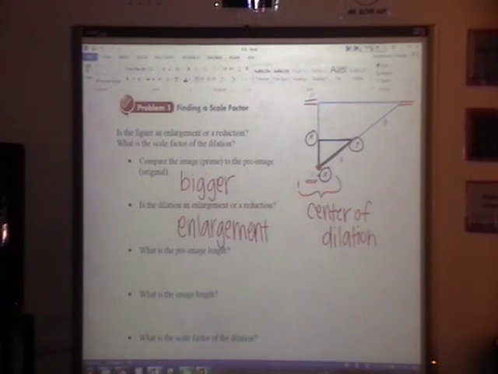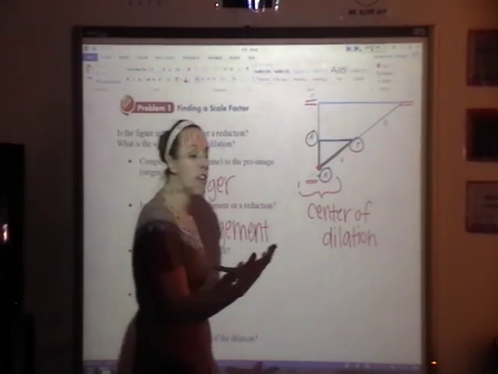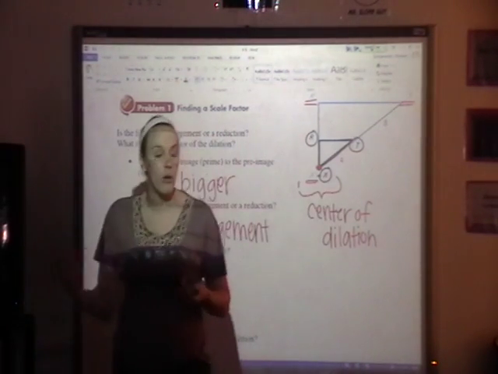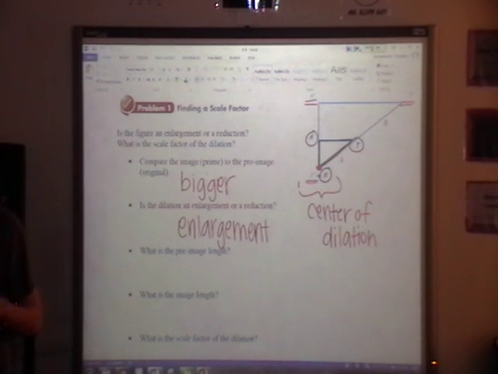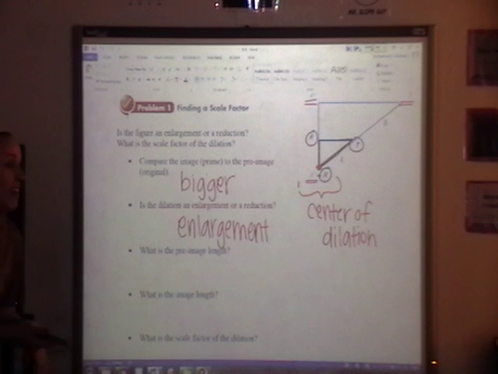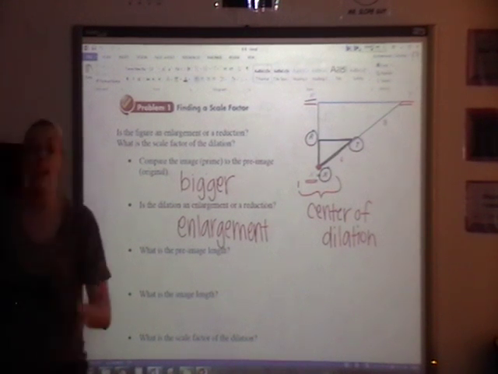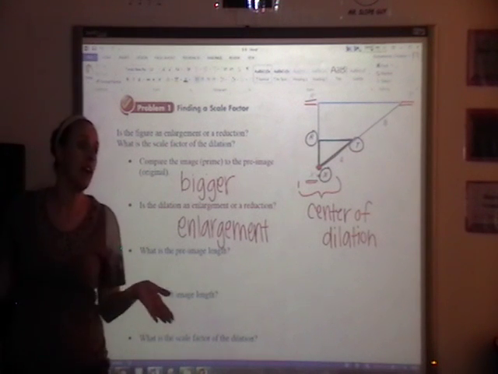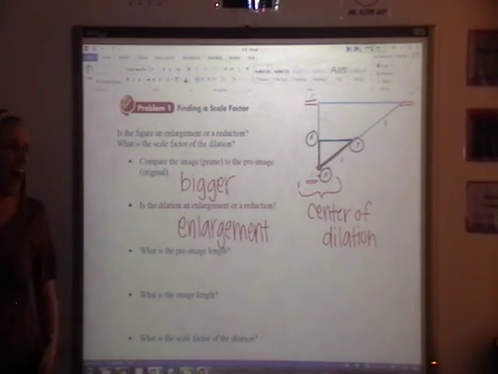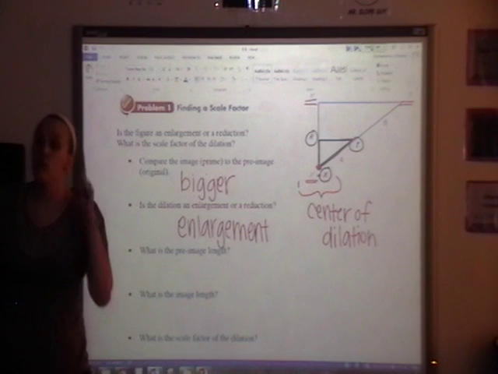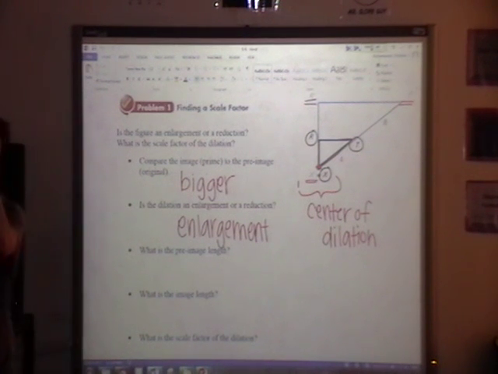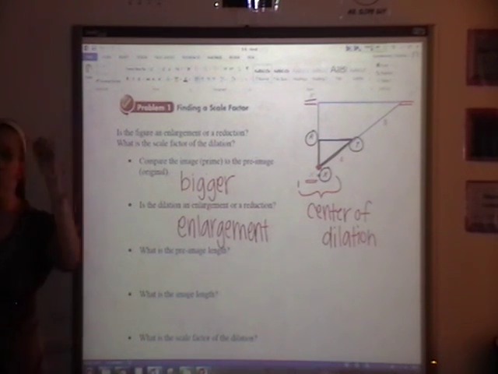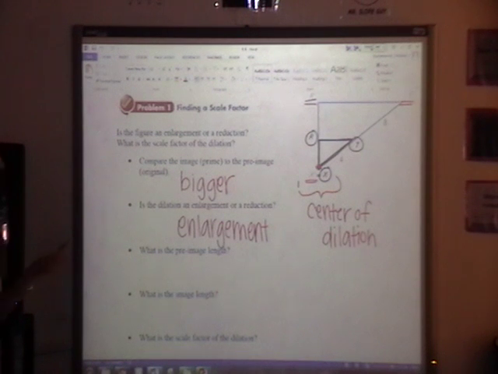So now that we know that we're dealing with an enlargement, we know our figure is getting bigger. What did we talk about the scale factor? Scale factor has to be what in order for it to be an enlargement? Okay, that's the formula for scale factor. Good for you. Has to be greater than 1. That means our scale factor has to be greater than 1. So now we can check our work. So if we end up getting 0.5, we automatically know that, okay, that's not right. I know if I have an enlargement, it has to be greater than 1.